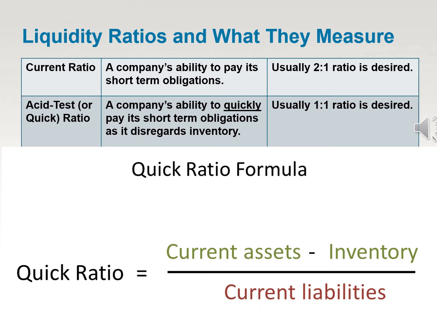The formula to calculate the acid test or quick ratio is current assets minus inventory, divided by current liabilities. It's exactly the same as the current ratio, except we subtract inventory from current assets.